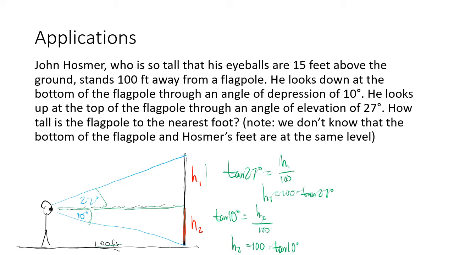All we're going to do is add them. We're going to have 100 times the tangent of 10 degrees plus the tangent of 27 degrees. I just factored that. So what is that? Let's check. I'm just going to write this in the calculator really quick. Tangent of 10 plus tangent of 27, times 100. If we round that to the nearest foot as suggested in the problem, this is equal to 69 feet. The flagpole is 69 feet tall. Nice.